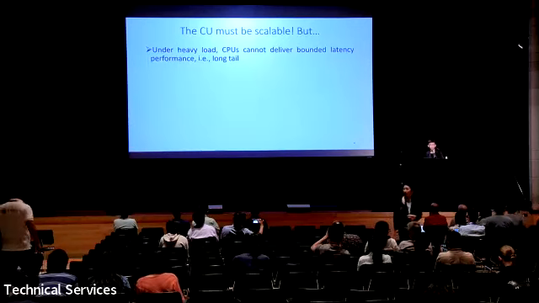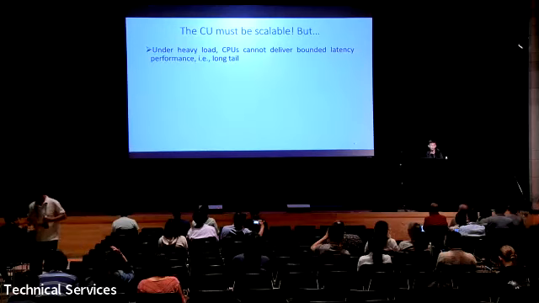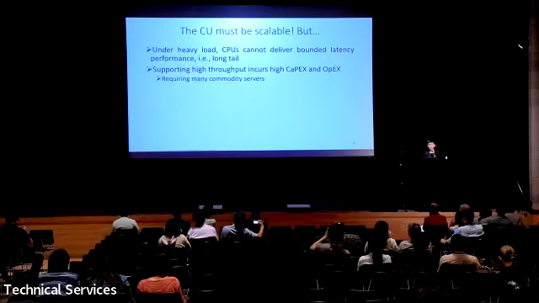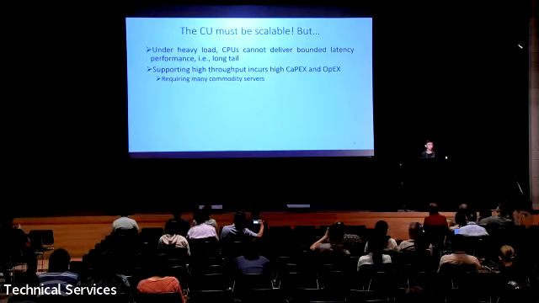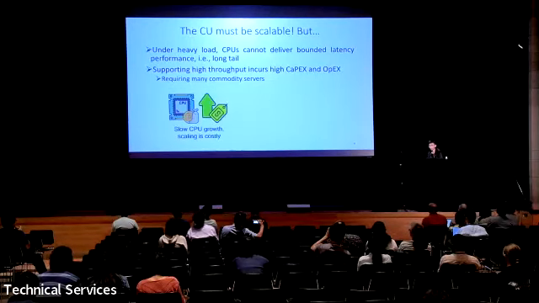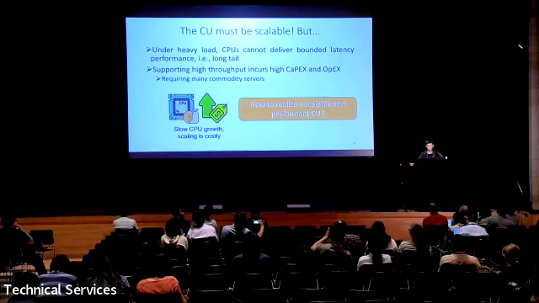It's simply because CPUs cannot deliver bounded latency performance, and tend to have a long tail latency. At the same time, in order to support high throughput, it incurs high capex and opex. It will require a large number of servers in order to deliver a high amount of traffic. This is partly because of the slow CPU growth. So the problem becomes: how can we actually realize a scalable and performant CU?